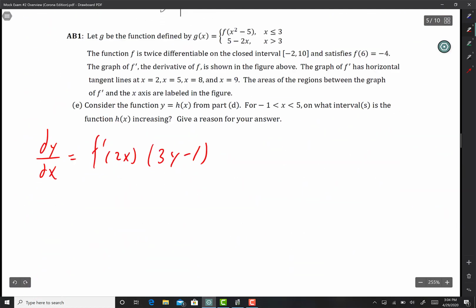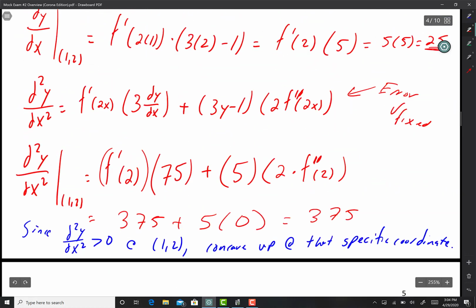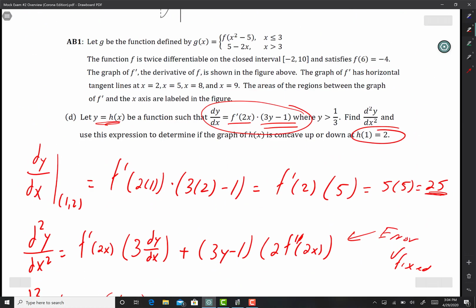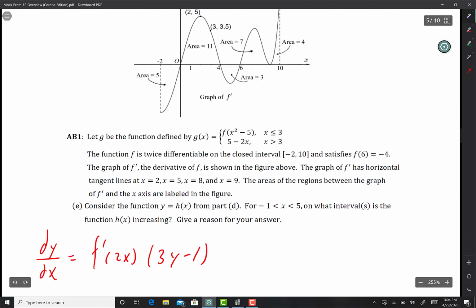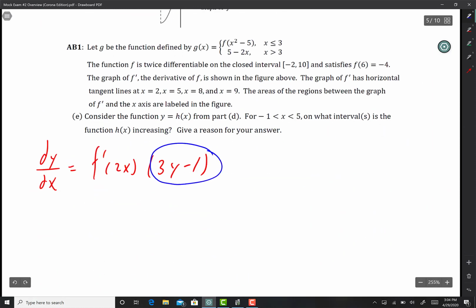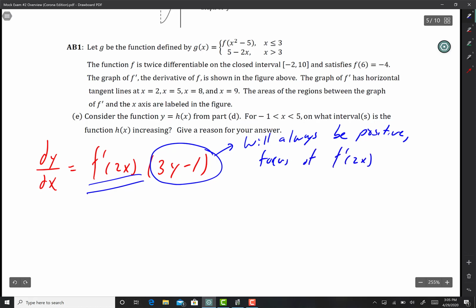So I need this guy to be positive. They already told us, guys, in the stem of the question, that y is always bigger than 1/3. If y is always bigger than 1/3, that means this expression will always be positive. So we focus our attention on f prime of 2x. I need f prime of 2x to be positive for h of x to increase. That's the only thing I've got to worry about.